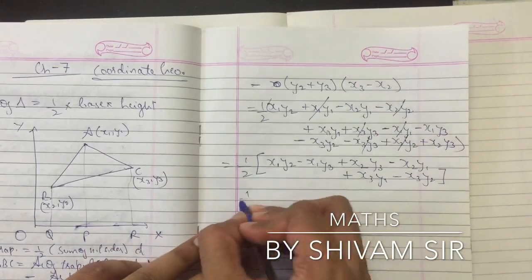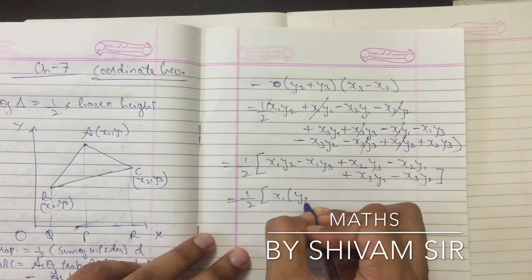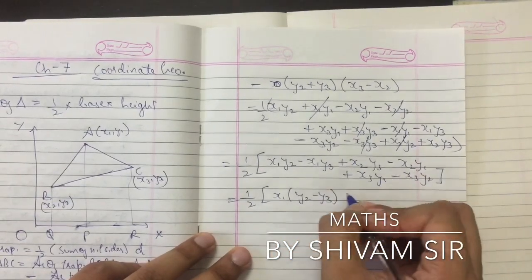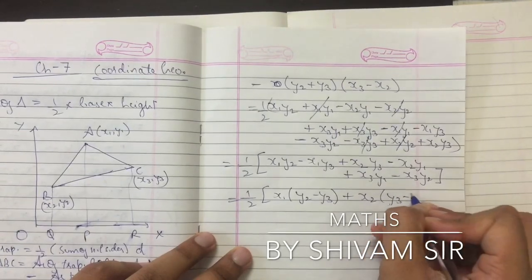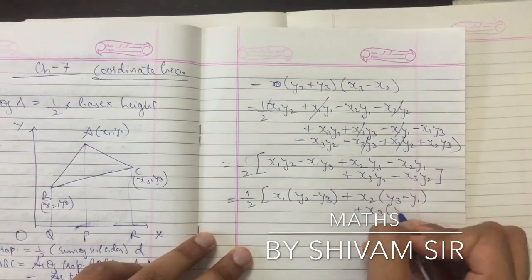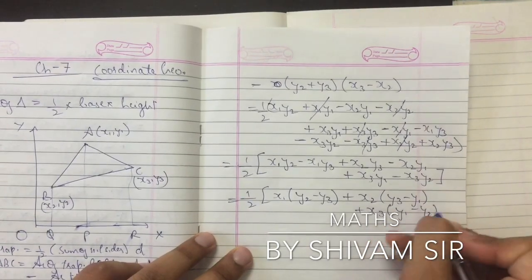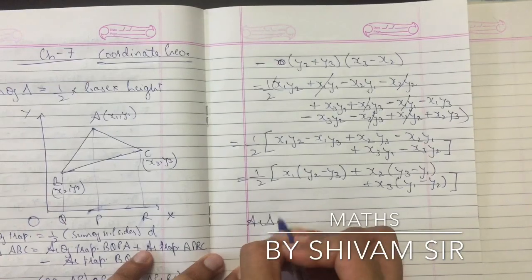So taking out x1 common, it is y2 minus y3. Taking out x2 common, this is y3 minus y1. Taking out x3 common, this is y1 minus y2. So we can say the area of triangle ABC.